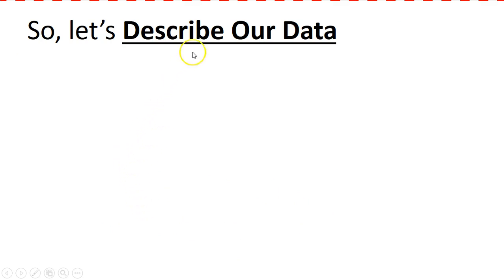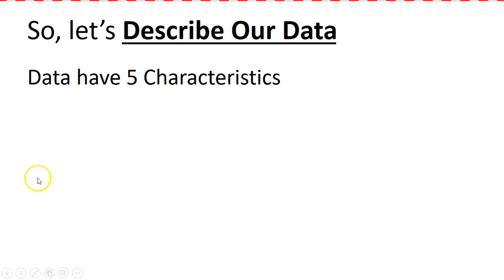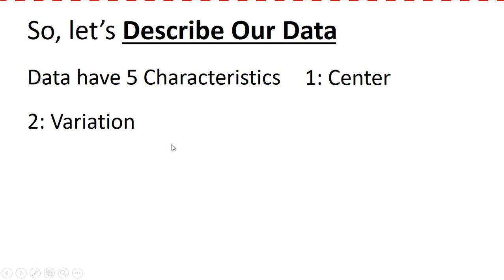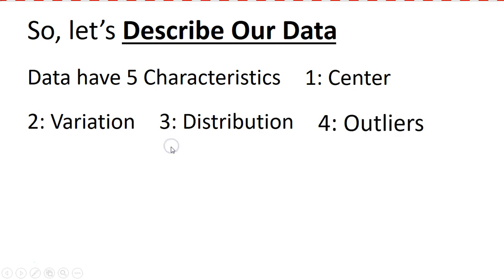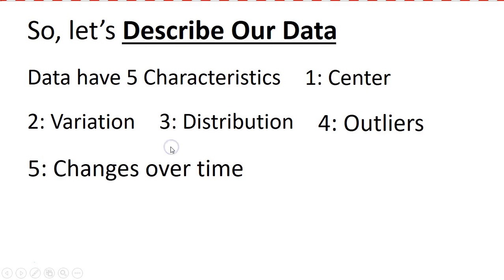So let's describe our data, shall we? There are 5 different characteristics of the data. All right. We have the center. You have the variation of the data. We have the distribution of the data. We have outliers and the changes over time. Okay, so we're going to hit on all of these basically in this set of videos.